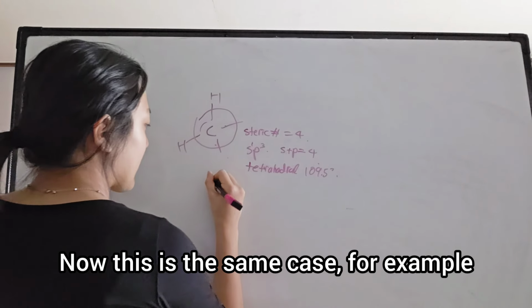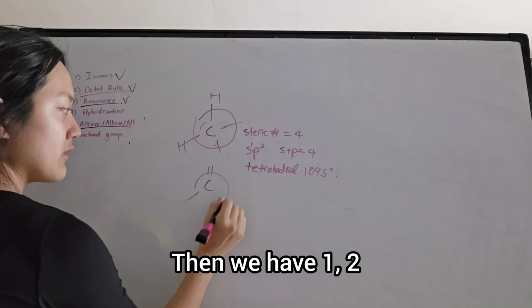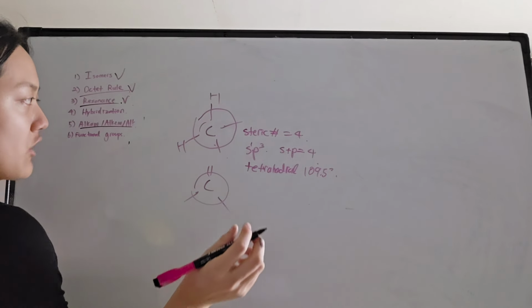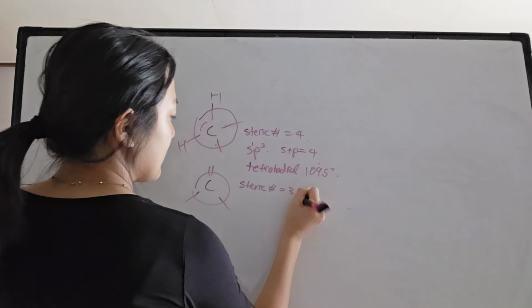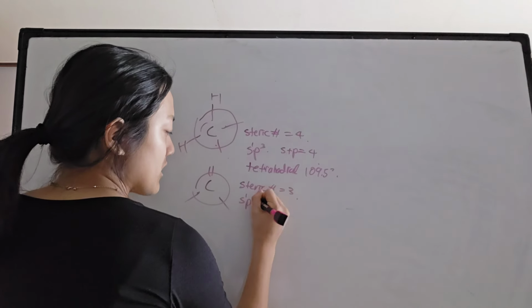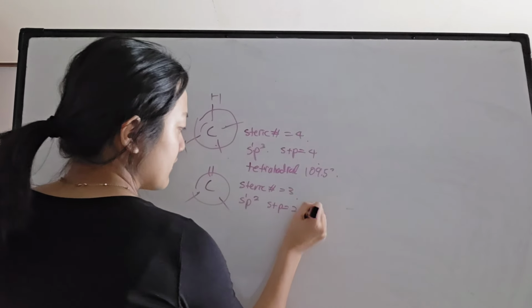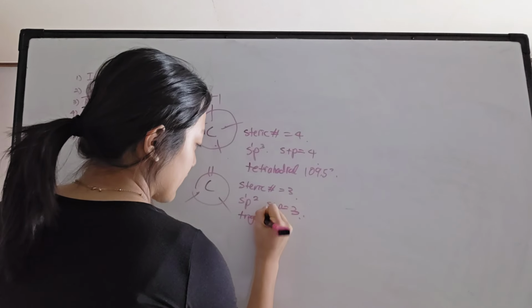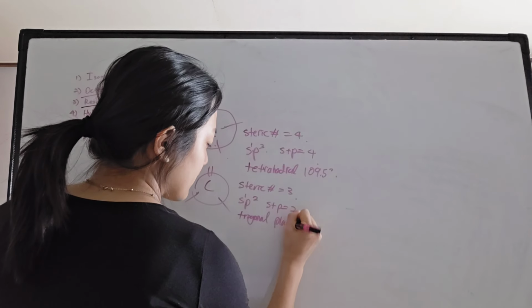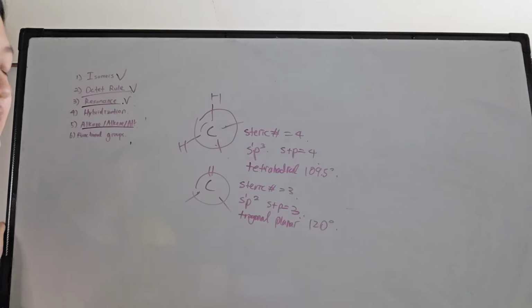Now this is the same case. For example, let's say it looks like this. Then we have 1, 2, 3 general bonds. So the steric number becomes 3. Now what adds up to 3? S1P2. So sp2 adds up to 3. So in this case, this is trigonal planar, where there's 120 degrees of angle.